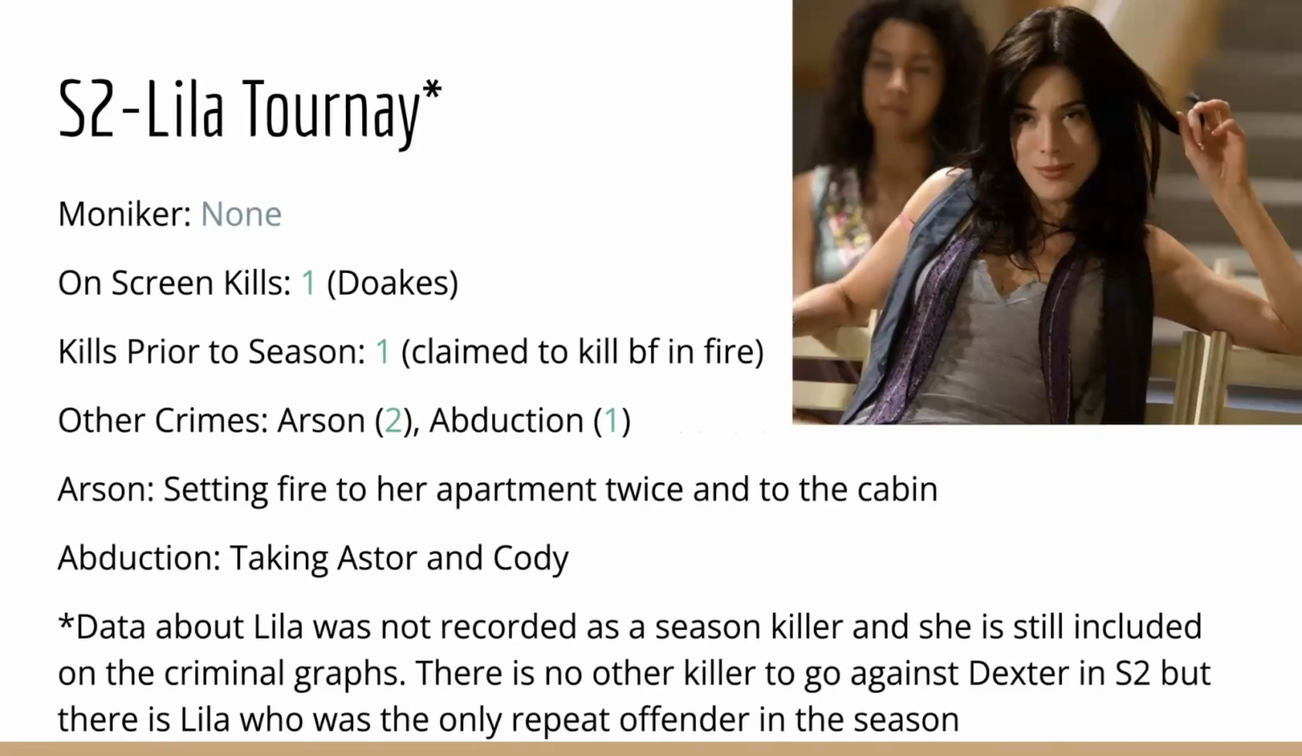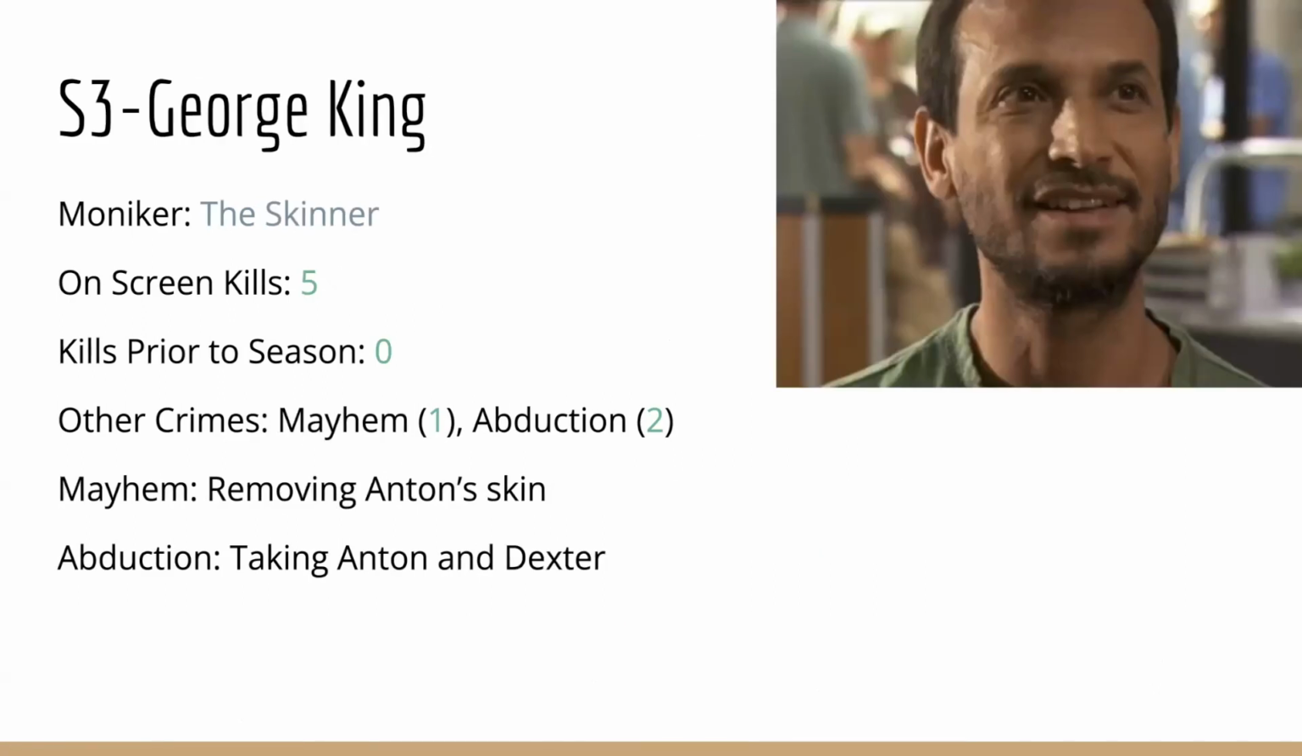There is Lila Tournay, or Lila West, and she kills 1 on screen. She kills Doakes. And prior to the season, she claimed to have killed a boyfriend in a fire. She also commits arson, setting fire to her apartment twice and to the cabin, and 1 abduction of taking Astor and Cody. Season 3 is George King, the Skinner.